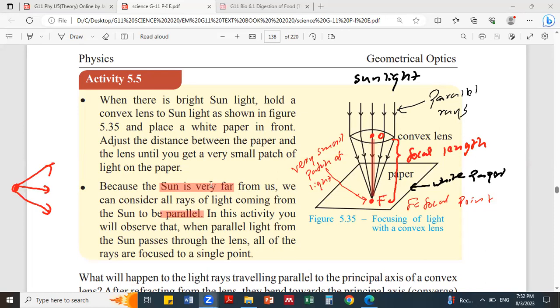Now I will come to the questions. Shahid, your question: how is fire made by this lens? Remember, students, a lot of heat is generated at this focal point, because all the heat rays also get converged at this point.